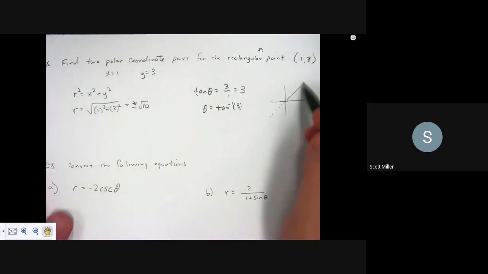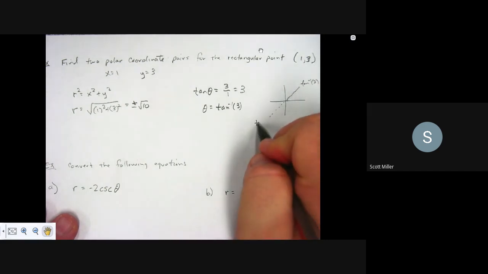So because these are both here, we've got to use both of them. And this one is the tangent. This angle is tangent inverse of 3. And this one is the inverse tangent of 3 plus pi.